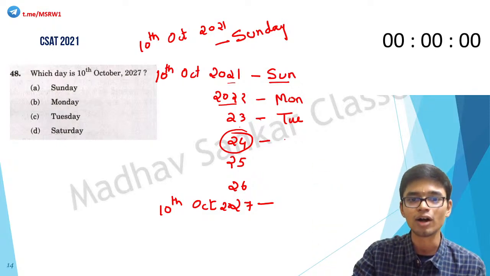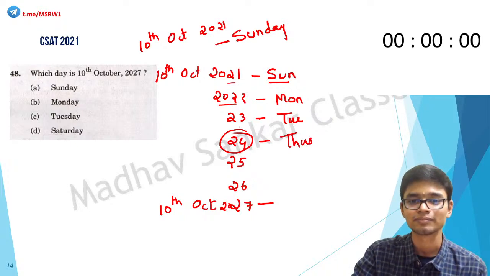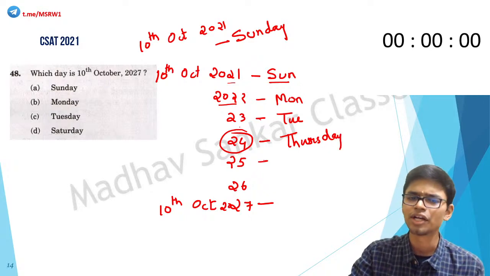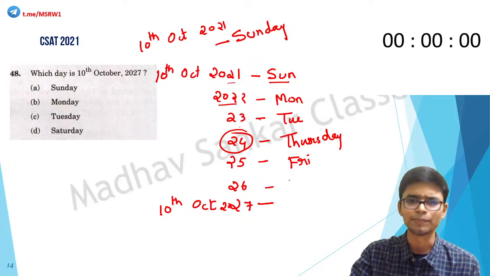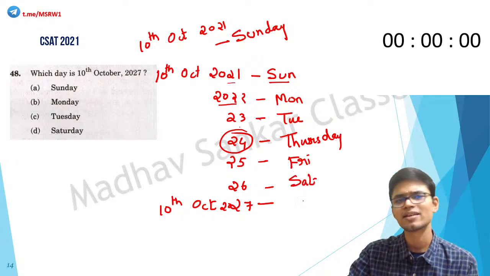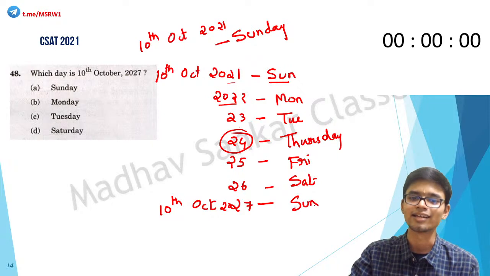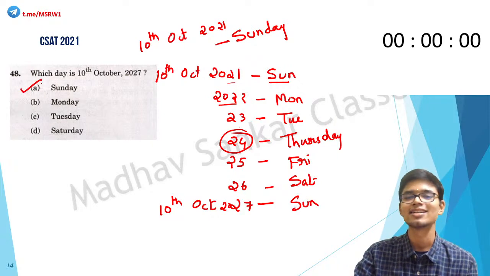So this day will be what? Not Wednesday, it will be Thursday. Then again, 2025 is not a leap year, so it is Friday. 2026 not a leap year, so Saturday. 2027 not a leap year, so it is Sunday. So the correct answer is option A, Sunday.